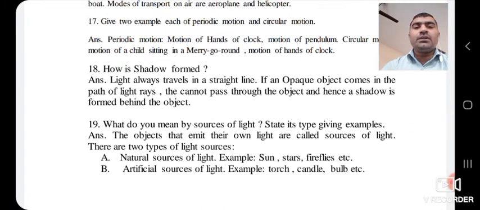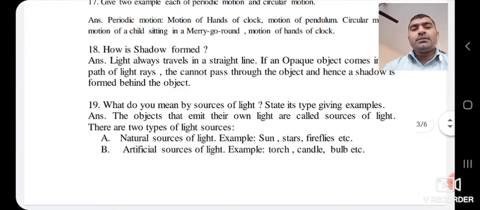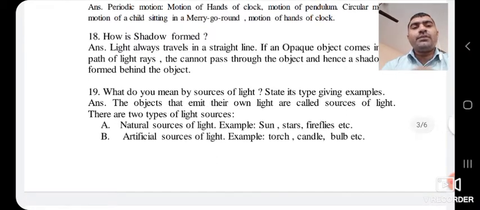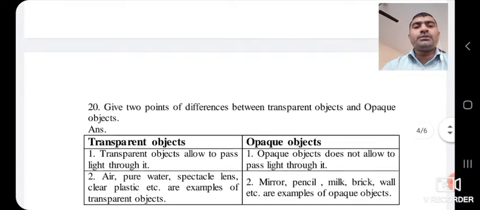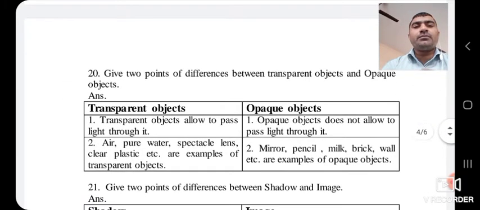In this also you can give many more examples, right? So what do you mean by source of light? The object which gives its own light. And how many types of sources of light are there? Natural and artificial. In natural you can write sun, stars, fireflies, and in artificial, torch, candle and bulb. We cannot write moon in natural because the moon does not give light, it reflects the light of the sun. Make sure of that. And the next question is, give 2 points of difference between transparent and opaque objects.